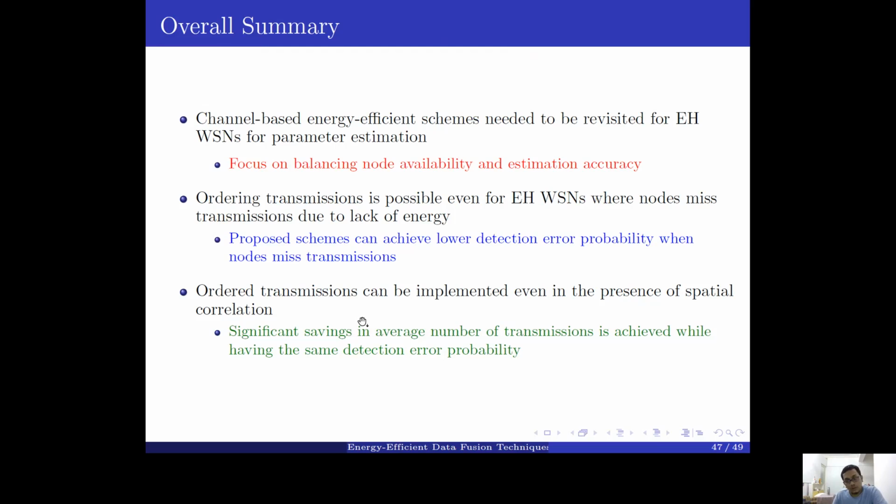Lastly, we showed that even in the presence of spatial correlation, significant savings in the average number of transmissions can be achieved while having the same detection error probability as the conventional scheme in which all nodes transmit.